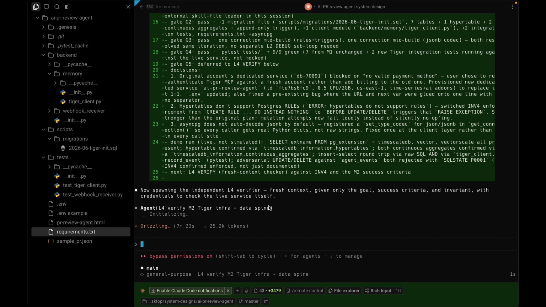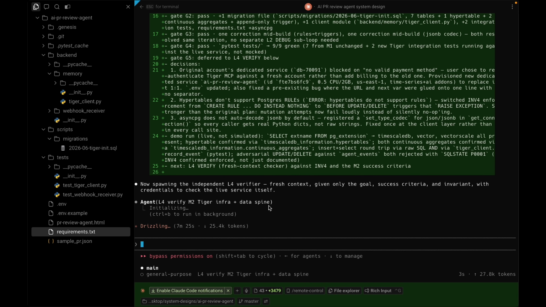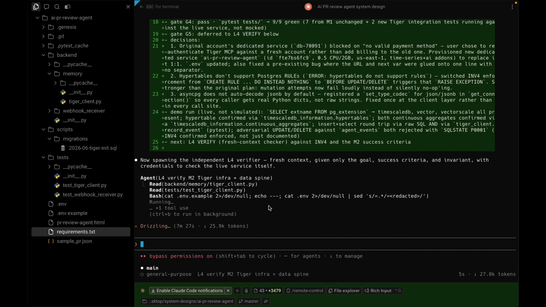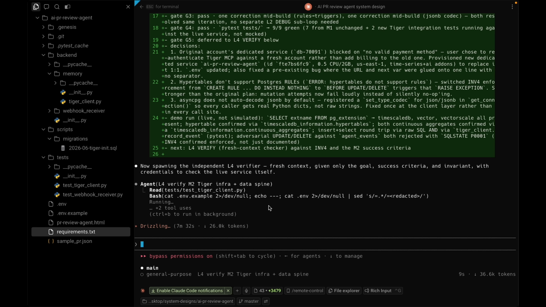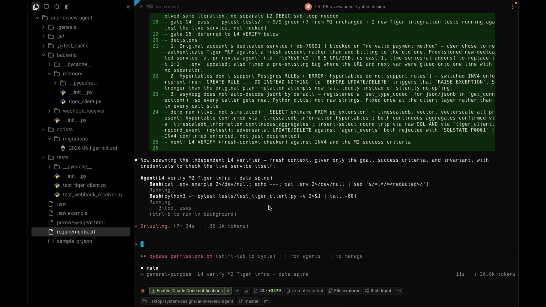I love it. Okay. How easy it gets once you have everything harnessed and everything done. But yeah, you have to keep on, it will keep on verifying whether you truly understand everything or not. Okay, so L4 verify Tiger Data.